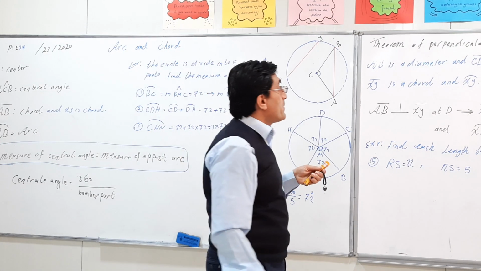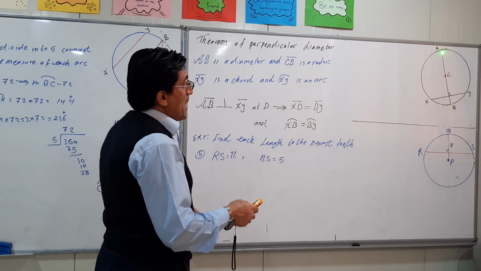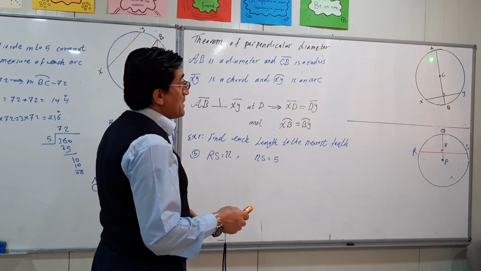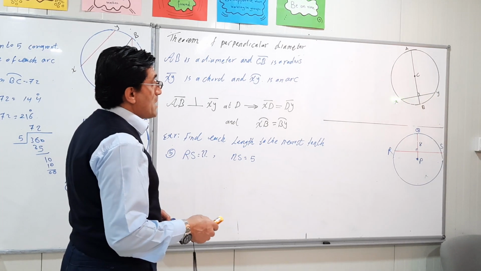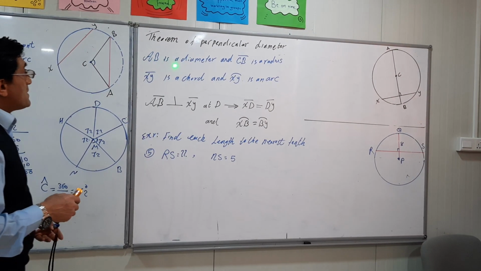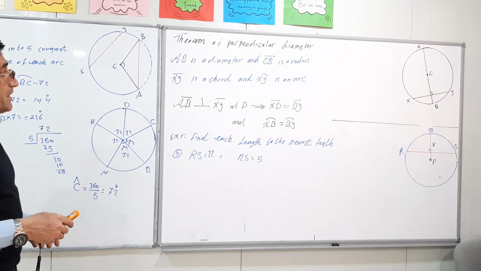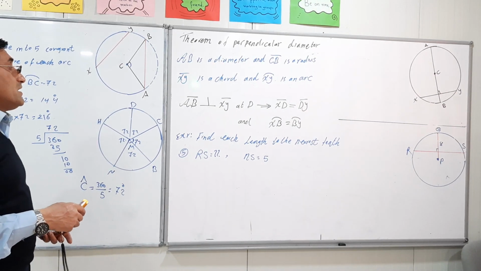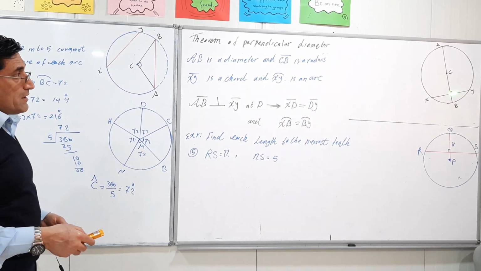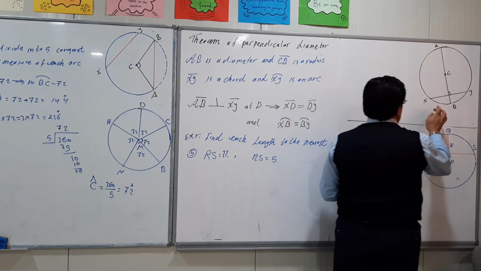Now, the second theorem, perpendicular diameter. You have this figure. AB is a diameter. CB is a radius. XY is a chord. AB is a diameter and CB is a radius. XY, drawn as a straight line, is a chord. But when we change this line to a curve, it is an arc. Curve XY is an arc. You can determine it by the dotted line, like this.